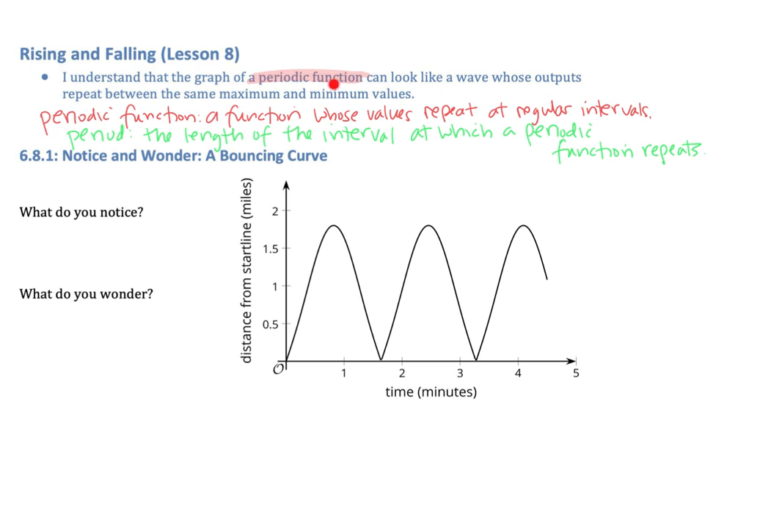So we're looking at periodic functions, and periodic functions are going to have outputs that repeat between that function's maximum and minimum values. So think about these vocabulary words we use: maximum, minimum values, period, periodic function. I would like for you to pause and jot down some notices and wonders and try to use those vocabulary words in the goal when you are doing your notices and wonders.